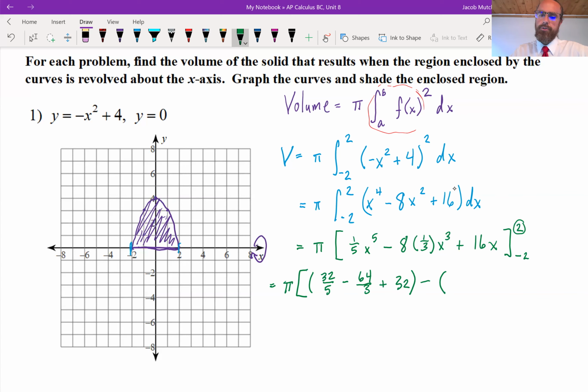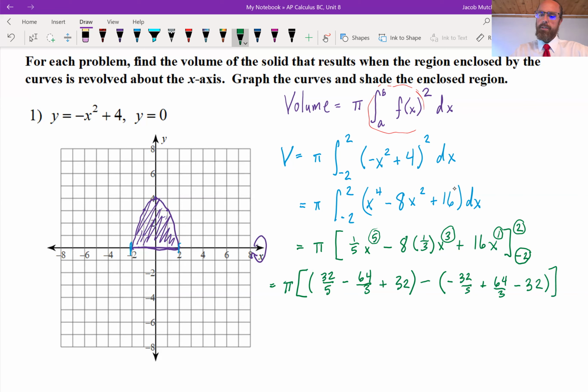Now we'll substitute in negative 2. And I see because all my powers are odd, 5, 3, and an implied power of 1, the negative sign on my negative 2 is going to be preserved. So basically, it's the same values as my first substitution, but just opposite signs. So negative 32 over 5 plus 64 over 3 minus 32.